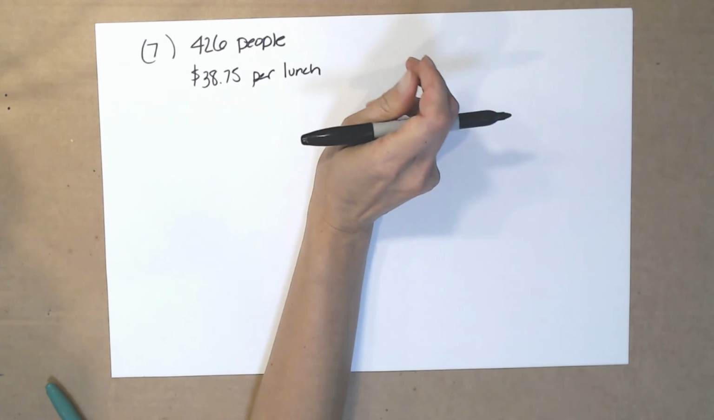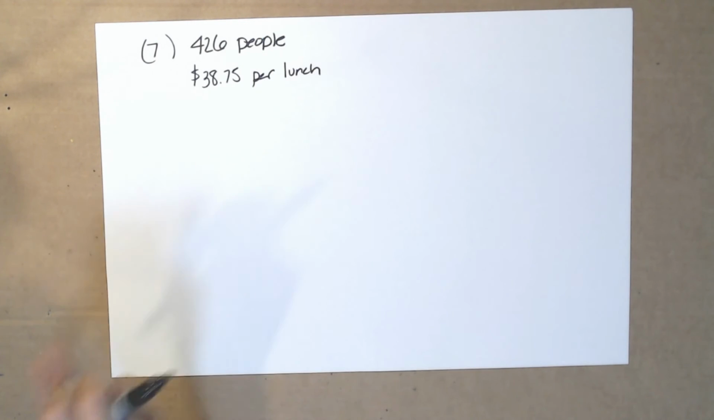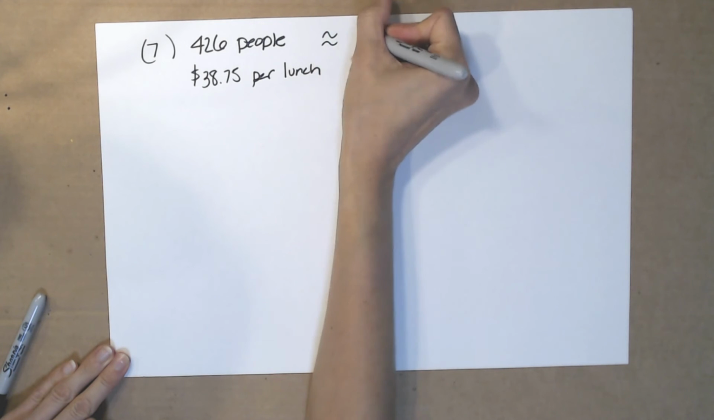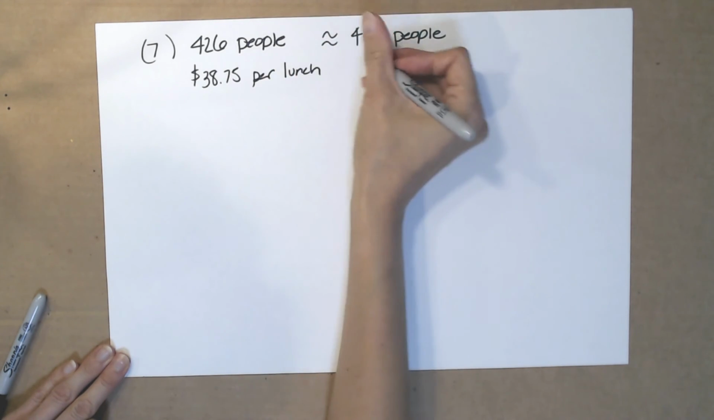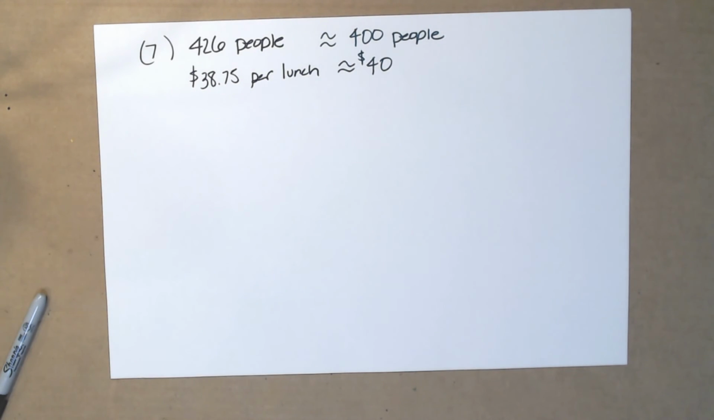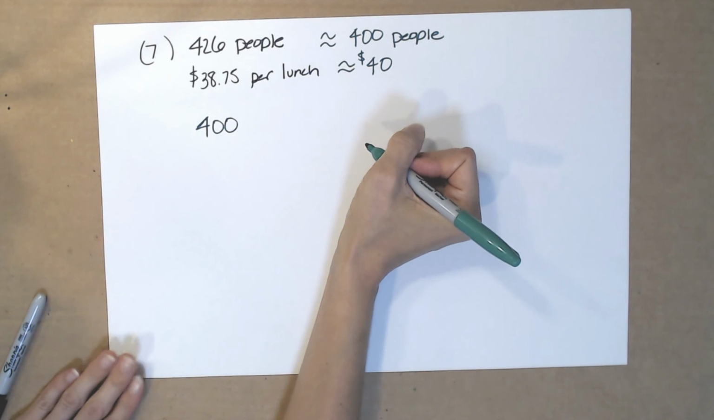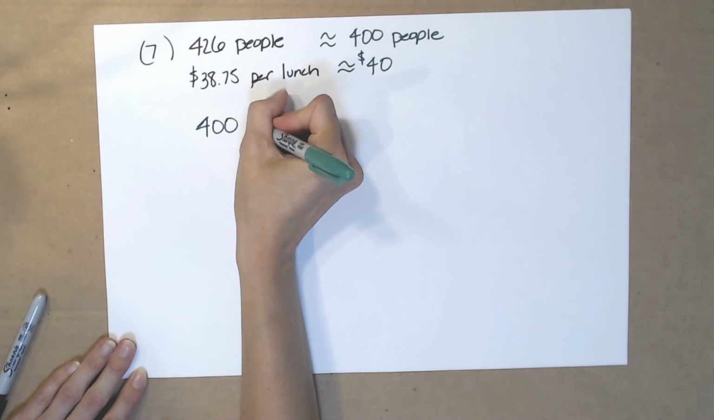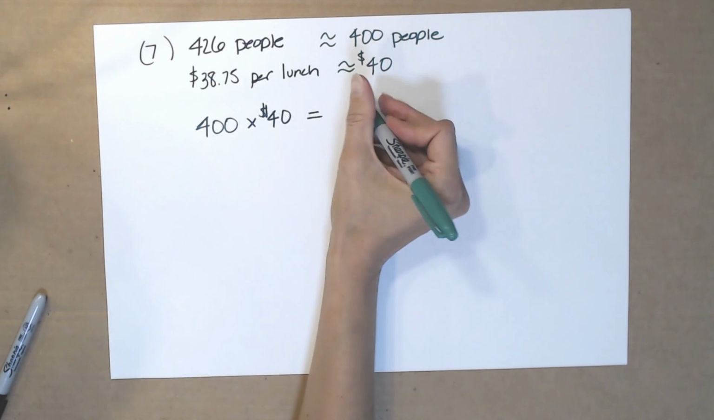So estimate, that means we're going to round these numbers just to get an estimate. So we could say that 426 people is about 400 people. And we could say the cost of the lunch is about $40. $38.75 is pretty close to 40. So now I have 400 people, and each person has a $40 lunch. So if I multiply that, I would get the total cost of all the lunches.